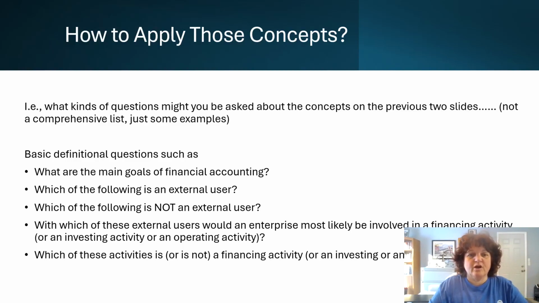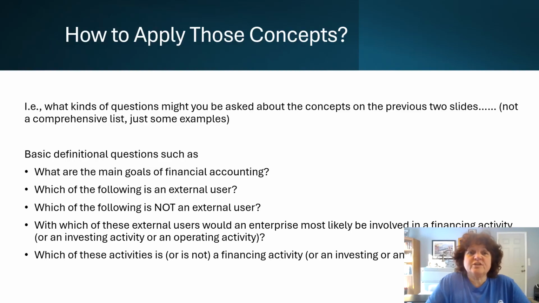They could ask which of the following is not an external user. So those are two ways of asking basically the same thing or testing the same knowledge. They could say, with which of these external users would an enterprise most likely be involved in a financing activity or an investing activity or an operating activity? And so, for example, they could say, which of these users would most likely be involved in a sales transaction with the business? And you would say, oh, that would be the customers.